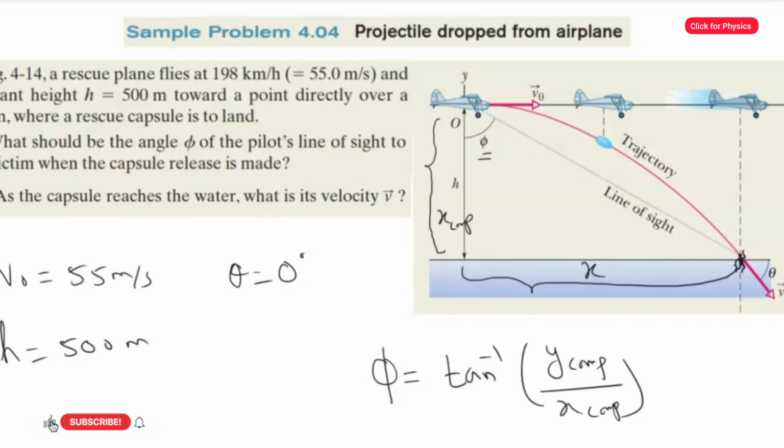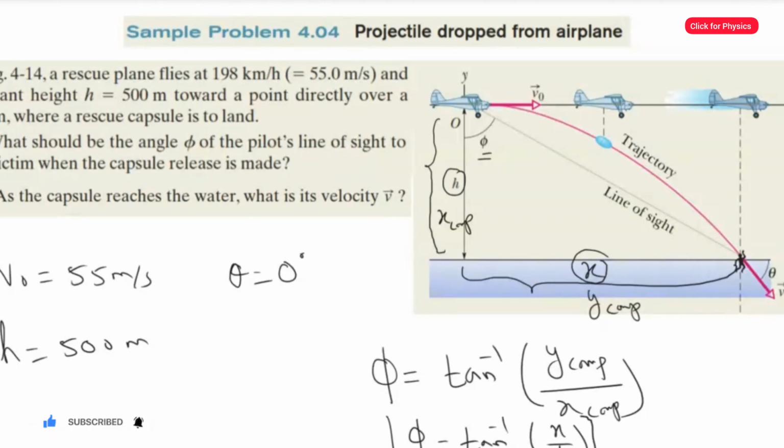So when you substitute these values here, what will you get? This is our y component. Am I right? So when you substitute this value in this formula, we will get the angle phi equal to tan inverse. What is our y component? Our y component here is x and our x component here is h. So x over h is the formula we are going to use for finding the answer for phi. Clear? And the h value they already gave in the question, which is 500 meter, and the x value we are going to find.